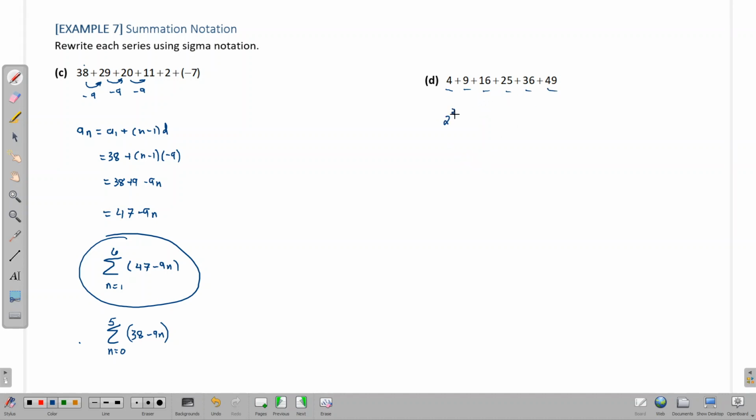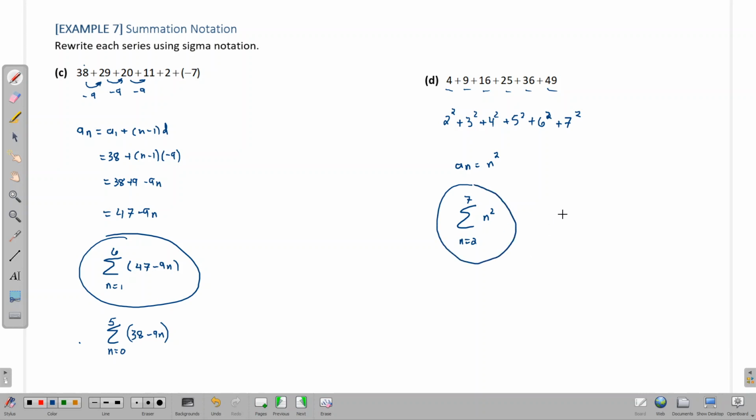This is really 2 squared plus 3 squared plus 4 squared plus 5 squared plus 6 squared plus 7 squared. So that means the generating formula, the a sub n formula, is really n squared. So we could write this as the sum of n squared, where n starts at 2, my first base there, and the base goes up to 7.